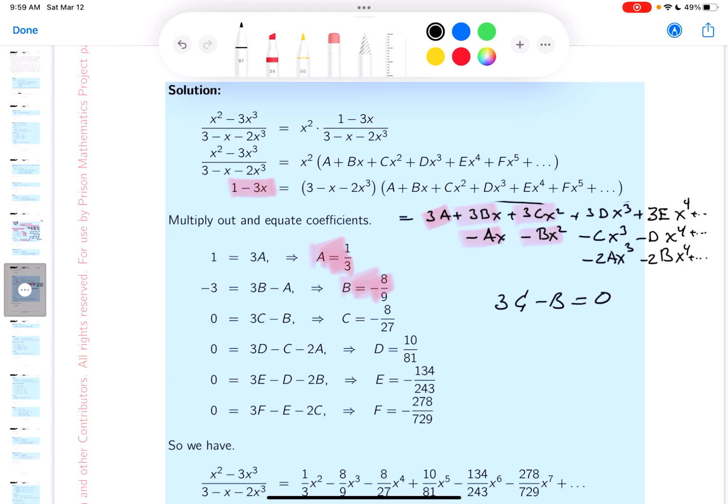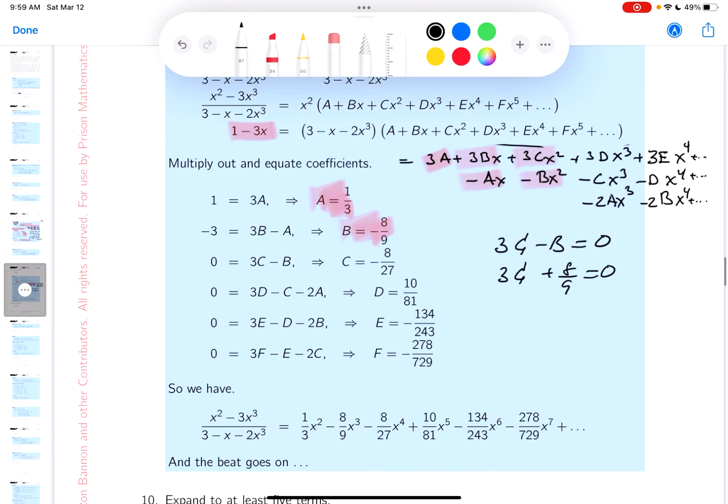All right, I don't know what c is, by the way. But do you know what b is? Yeah, it's minus 8/9, plus 8/9 equals 0. Let's keep moving through this. So c, well, let's go slowly with it. 8 minus 8/9. So c is going to be minus 8/27. All right? Let me show you where that is.